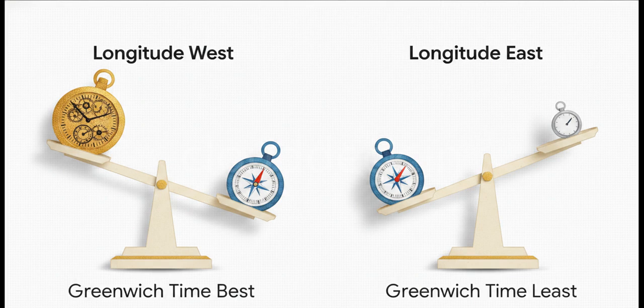And here's the flip side. Longitude east, Greenwich time least. At east longitudes, UTC is the smaller or least number. Literally say it out loud during the exam if you have to. Longitude west, Greenwich best. Longitude east, Greenwich least.